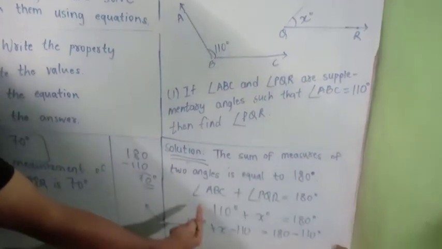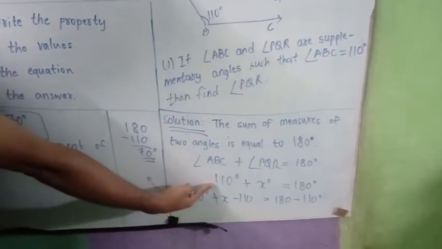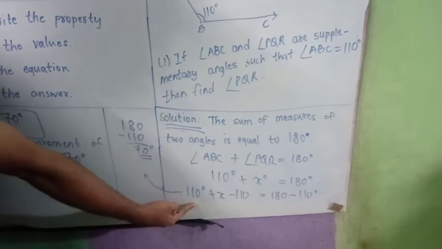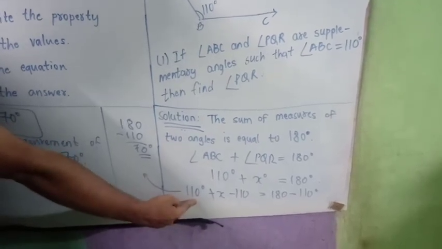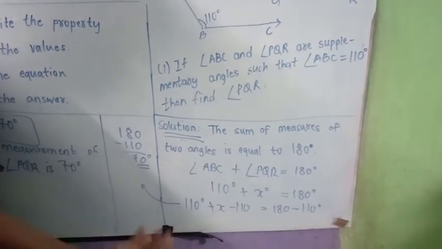So we wrote the property, then made the equation by substituting the values, then solved the equation. After solving it you will get the final answer, right? There are only 4 steps, very simple.